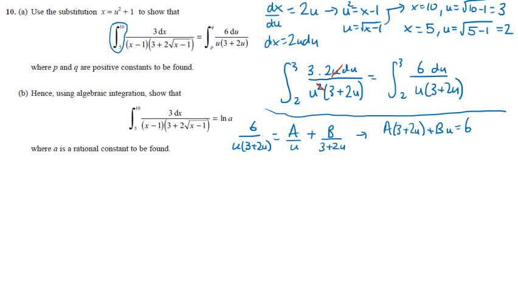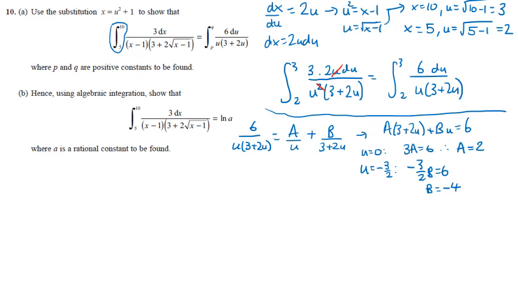To find a and b, we just choose suitable values of u. If I put u equals 0 in, that eliminates the term that has b in, and I'm just left with 3a equals 6. So therefore a is 2. And if I use u equals minus 3 over 2, that will eliminate the first term, and I'll be left with minus 3 over 2 b is equal to 6. So b is equal to 2 times 6, which is 12, divided by minus 3, that's minus 4.